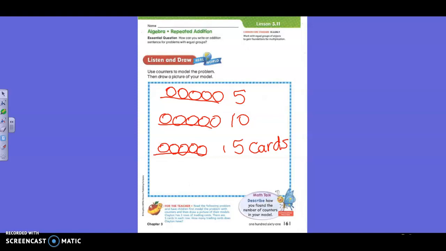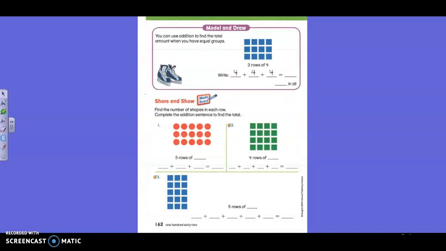Today, boys and girls, we are going to write these same kind of problems like this, but with addition problems. Okay? So come over here. You can use addition to find total amounts when you have equal groups. Okay, so when you turn your paper over, guys, how many rows are there for those blue squares? How many rows? 3.